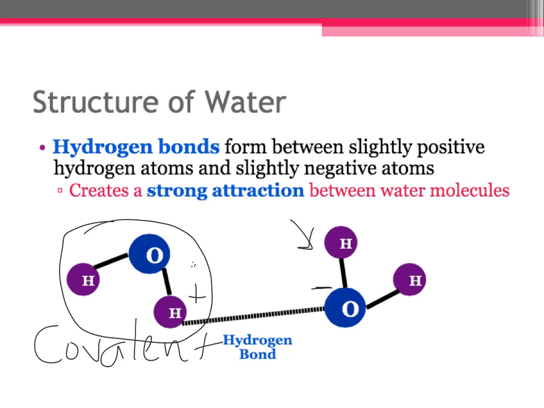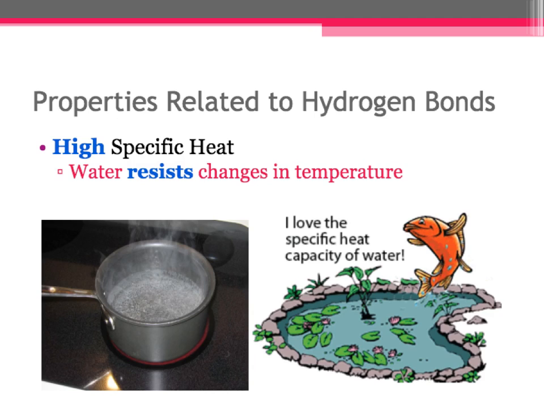Now, when would those bonds stay static and not move? That's when water would be in the frozen form and you have ice. Those ice crystals form, those hydrogen bonds stop moving, and they are solid. So we're just going to run through quick some of the properties related to hydrogen bonds. Water has a high specific heat, so water is going to resist changes in temperature. That's why it takes a while for water to boil.